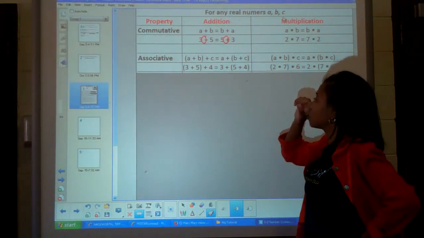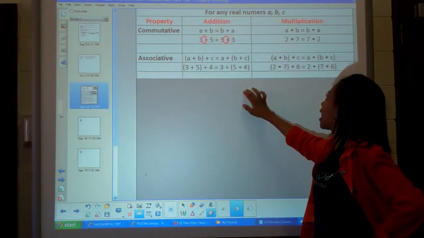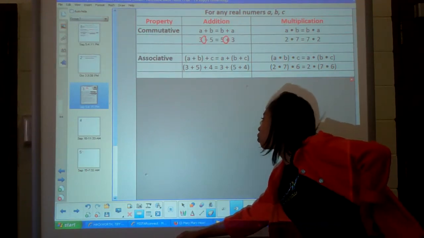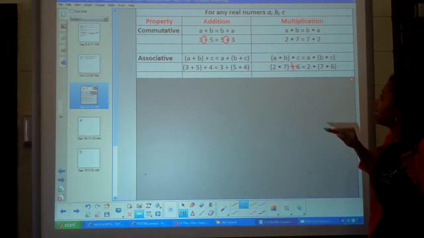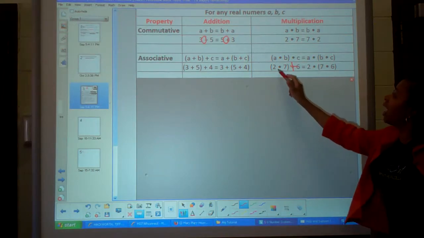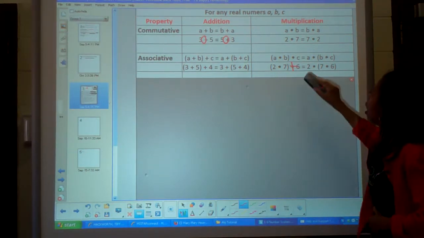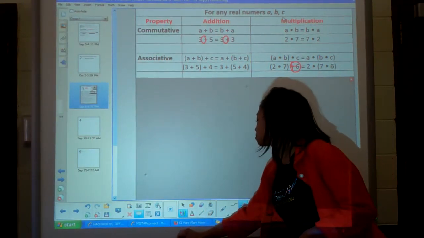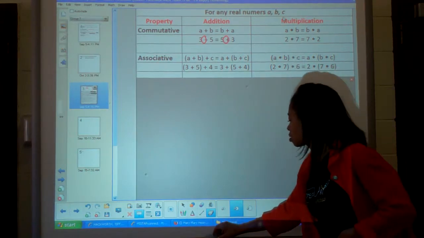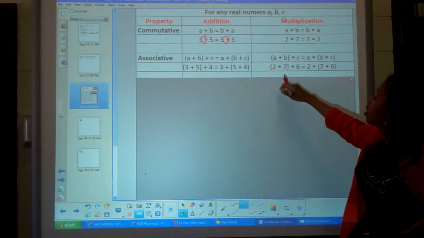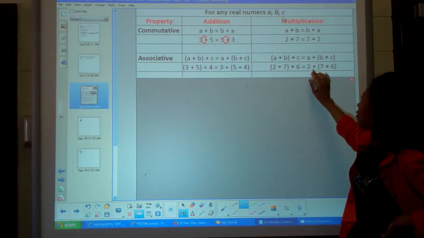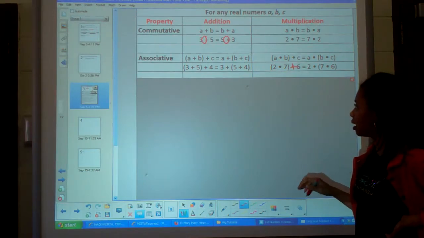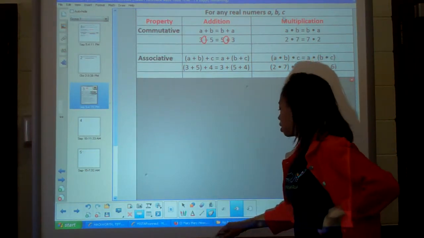Again, on associative, I just move the parentheses around. And I can do that because all of these are multiplied. I don't have 2 times 7 plus 6. It has to all be the same. I do the same exact operation for all of them. They have the same operation on both sides. I'm multiplying for all of them, not one being multiplied and another being added. They're all the same. Next item.